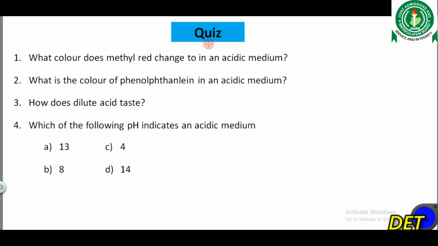So this is just a quiz that will help us understand this topic very well. Number one, what color does methyl orange change to in an acidic medium? It changes to red. Very important. What is the color of phenolphthalein in acidic medium? It is colorless. How does dilute acid taste? It tastes sour. So you can see that this is very simple.